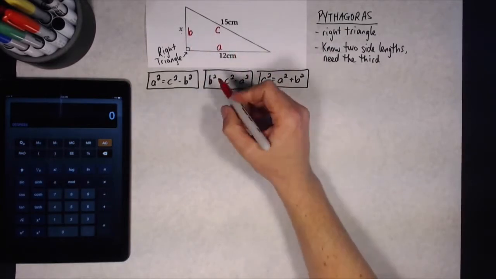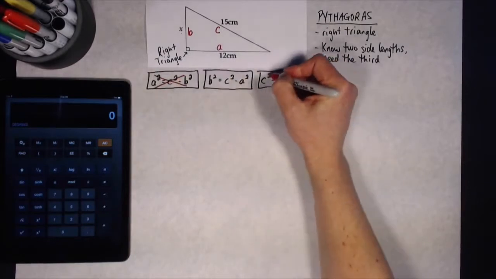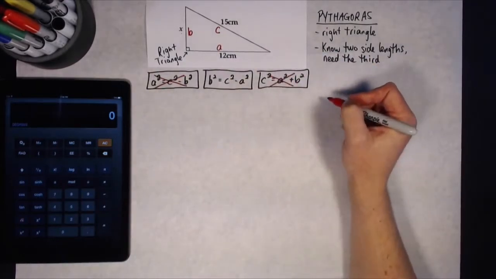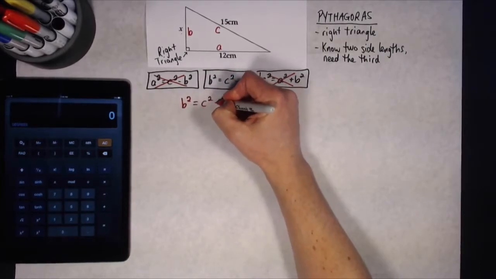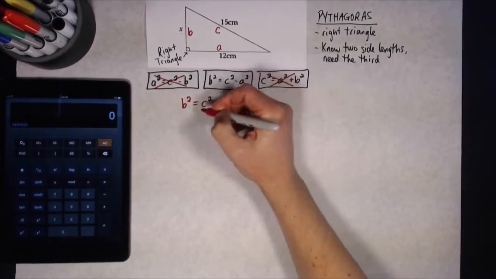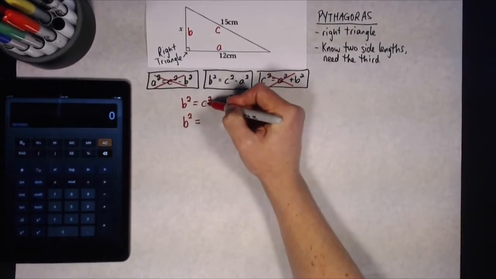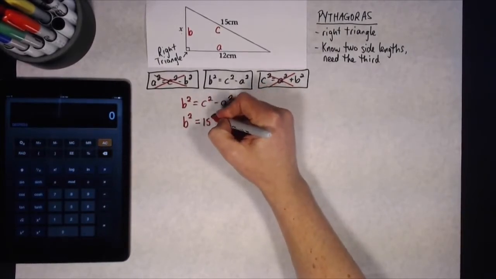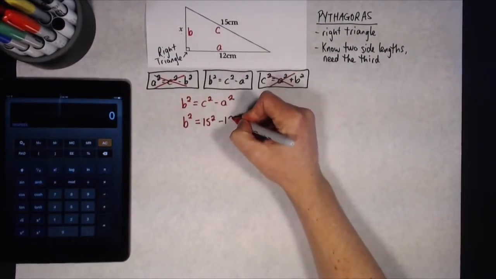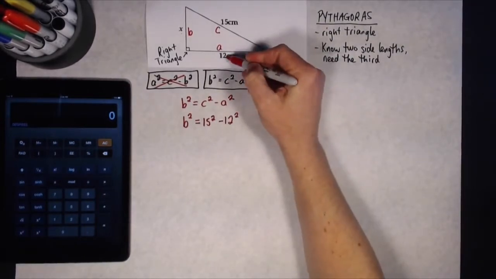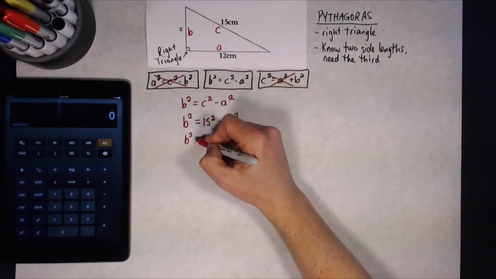So I'm going to use this formula right in the middle here. That means I don't need this version, and I don't need this version for this problem. So if I'm solving for side B, and b squared is equal to c squared minus a squared, then b squared is going to be equal to 15 squared, because that's the measure for side C, minus 12 squared, because 12 is the measure for side A. Now I can't do anything with the b squared yet, so I'll leave it.